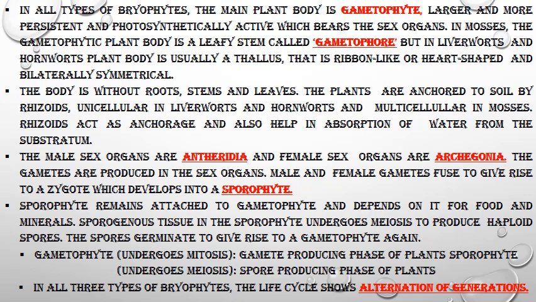दोनों आपको याद रखने हैं, mitosis and meiosis. In all three types of bryophytes, the life cycle shows alternation of generation. यानी एक जनरेशन के बाद दूसरी जनरेशन का आना. पहले गेमेटोफाइट, फिर स्पोरोफाइट, अगेन गेमेटोफाइट, अगेन स्पोरोफाइट. This is also known as alternation of generation.